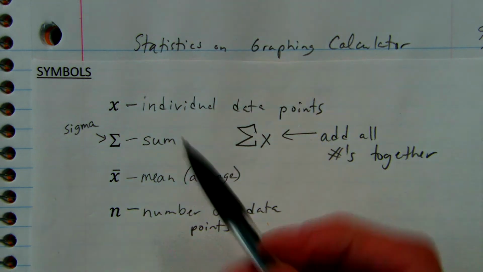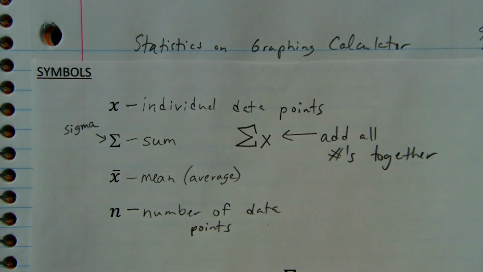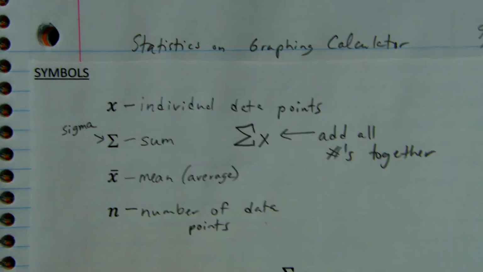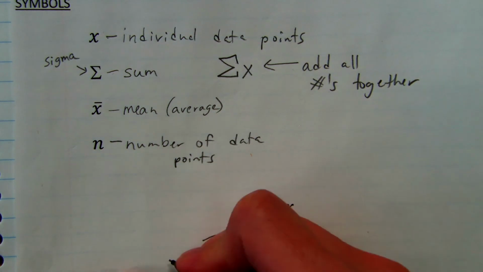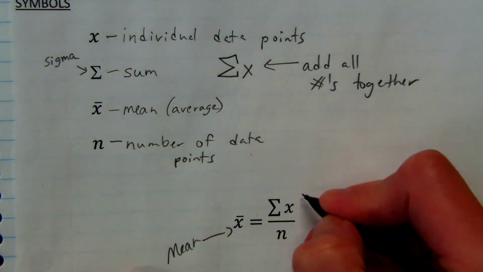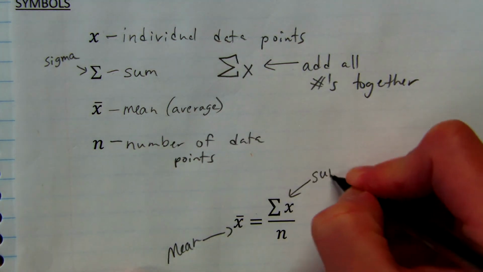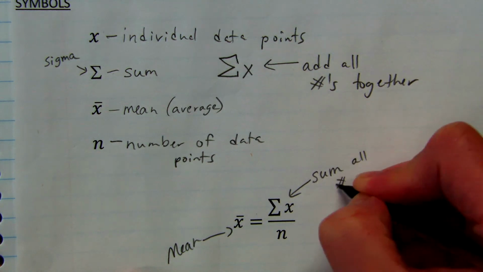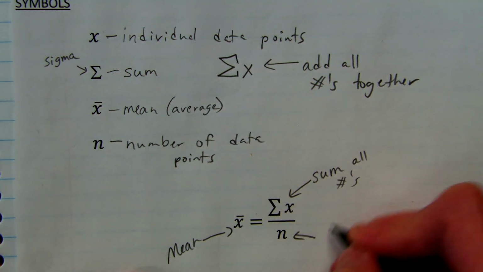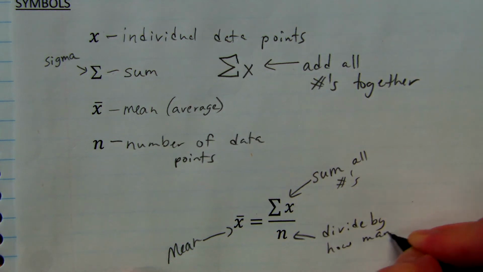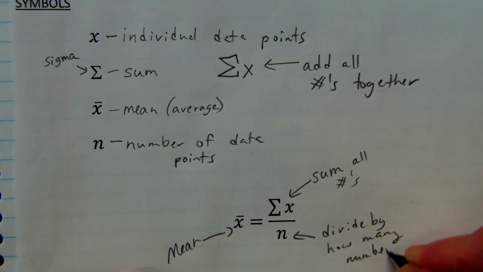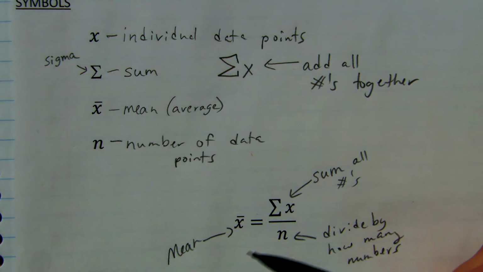So this is just some symbols that you're going to see when we get onto the graphing calculators. And so down here, this is a fancy way of telling you how to get the mean. So this symbol over here means mean. This means you're going to sum all the numbers. And this is telling us that we're going to divide by how many numbers. And you guys all know how to do the mean. This is just an illustration to show you how these symbols can be used.